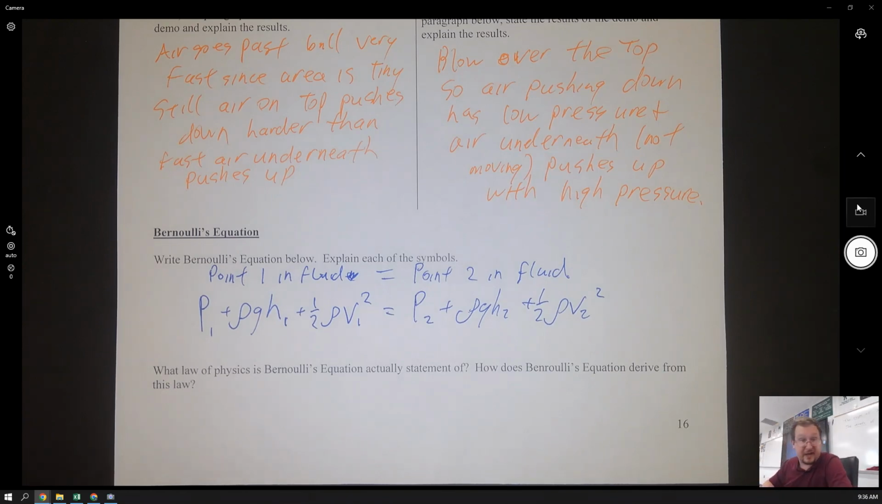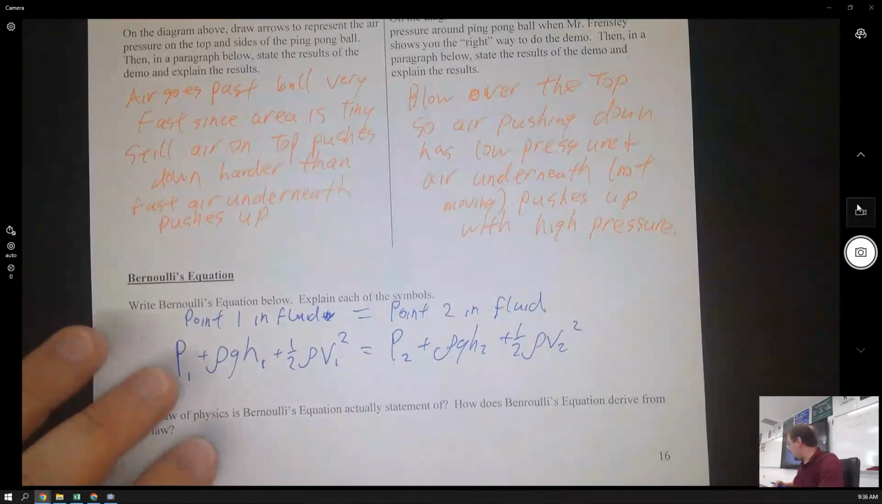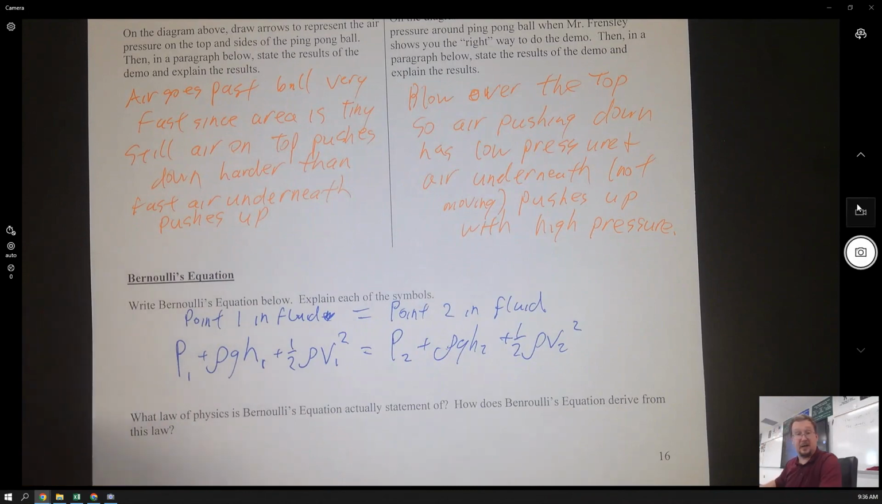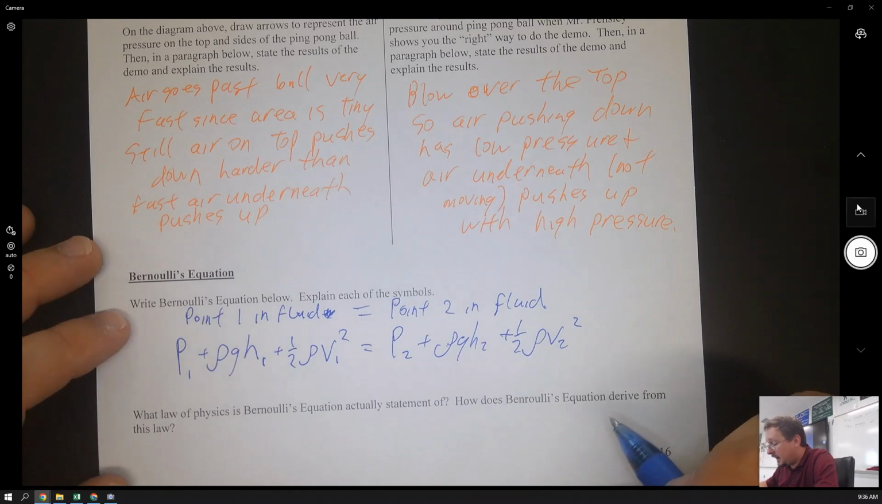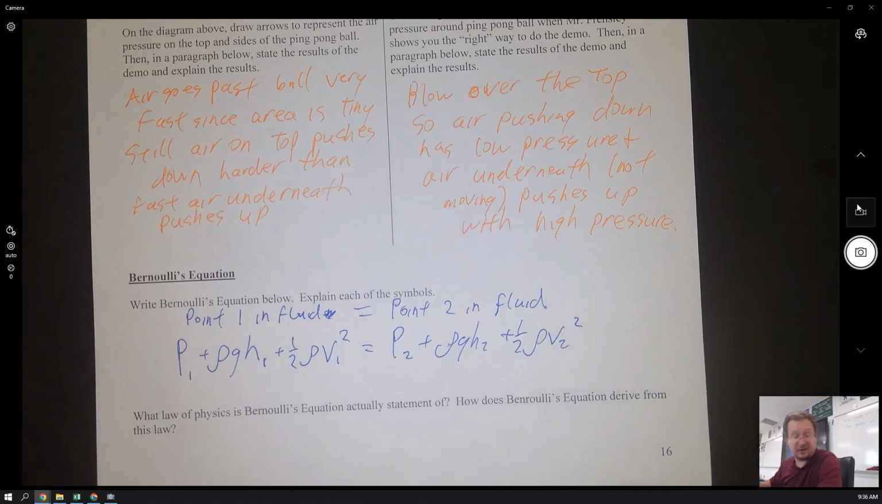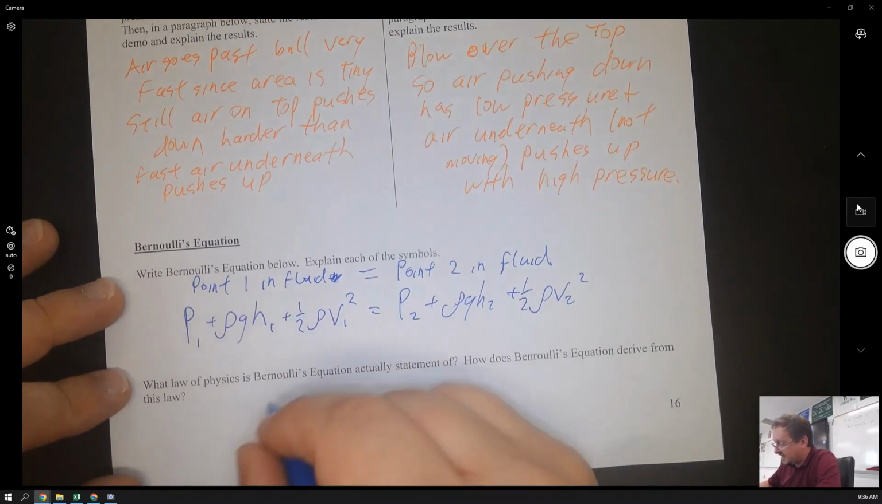Now, it looks scary, but you're going to see on the next page with our examples that it's actually not that frightening. The reason it's not that frightening is because the student's job is to find terms that are zero. Same goes for conservation of momentum: find terms that are zero, right?